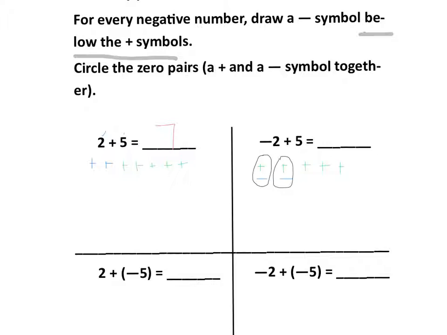Now let's take a look at what we have left. When we look at it, we should note that we have 3 positives remaining. Therefore, the answer to negative 2 plus 5 is positive 3.